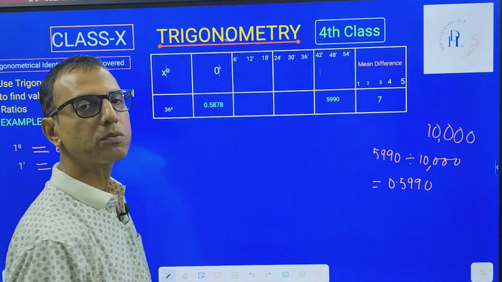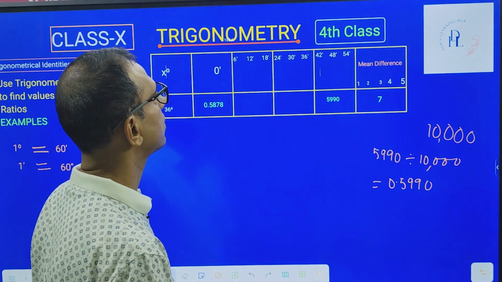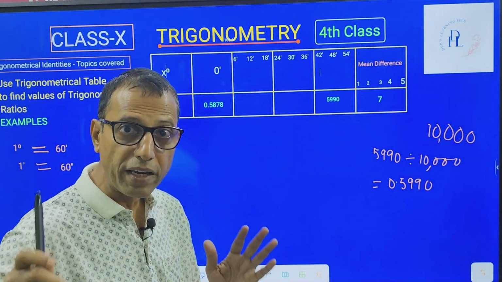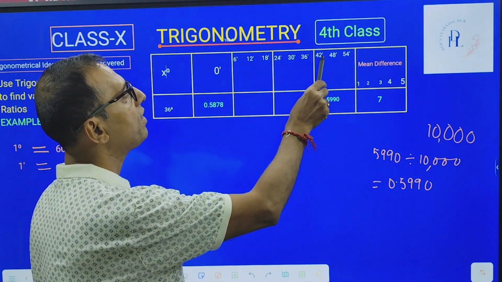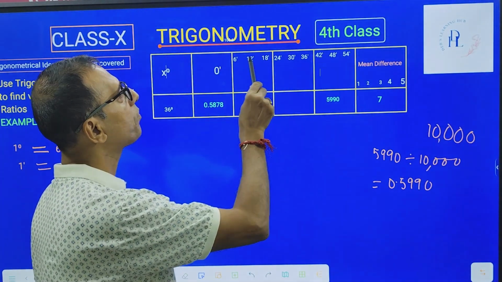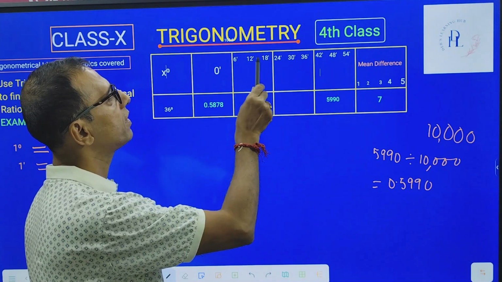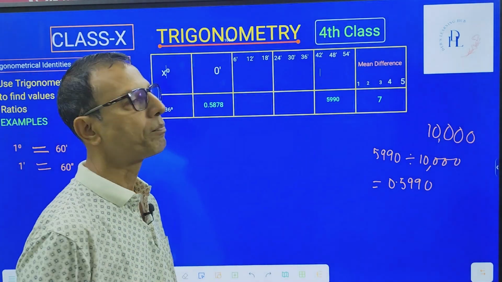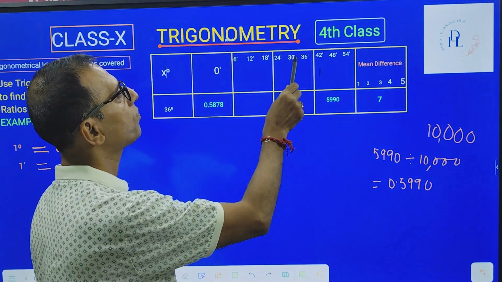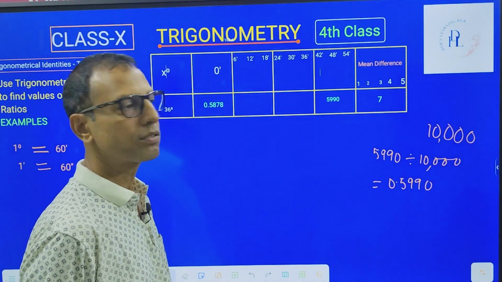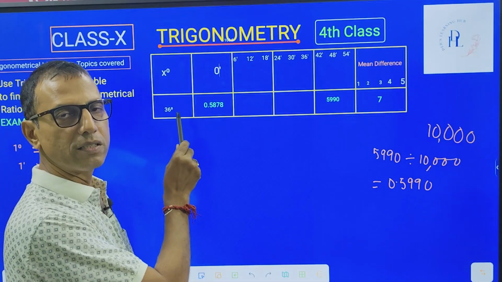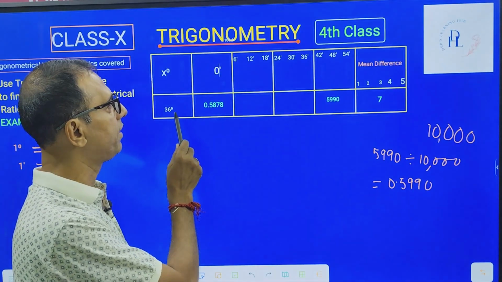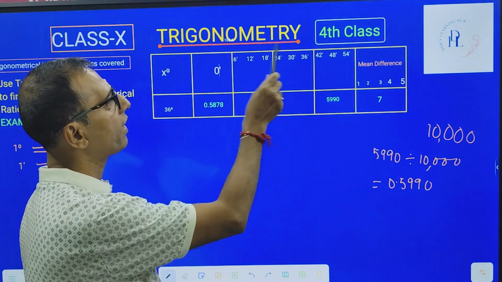Then what is the use of this mean difference? The use of mean difference is to find a more accurate value of the angles when you have any values of minutes in between these numbers, because there is a gap of 6 minutes for each of the columns. Now if somebody says I want to find out 35 minutes for any degree, any x degree, 30 degree, 90, 60 degree, 50 degree, 28 degree, these are the tables, the values are already given.